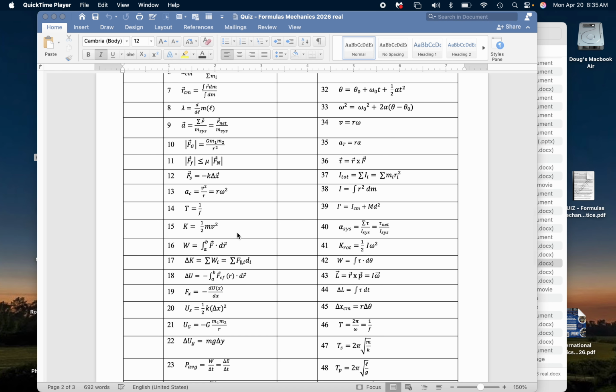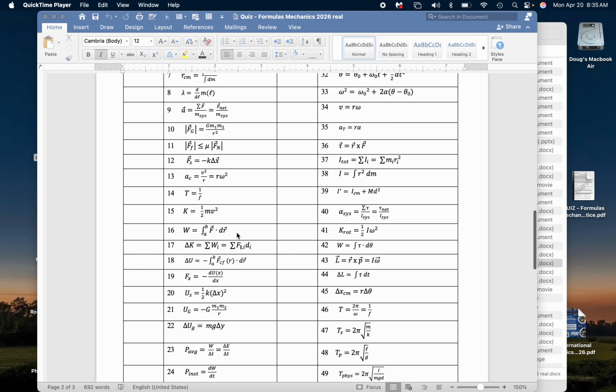15 is the formula for kinetic energy, 1/2 mv squared. 16 is a formula for work, and essentially it's saying that work is the integral or the area of a force versus displacement graph. Again, why sometimes they use r and why sometimes they use x, I don't know, but a force versus displacement graph would equal the work. That kind of makes sense because you've got newtons on one axis, meters on another, newtons times meters, linearly at least, is equal to joules. 17 is the formula that tells you that the change in kinetic energy is equal to the work done on the object.